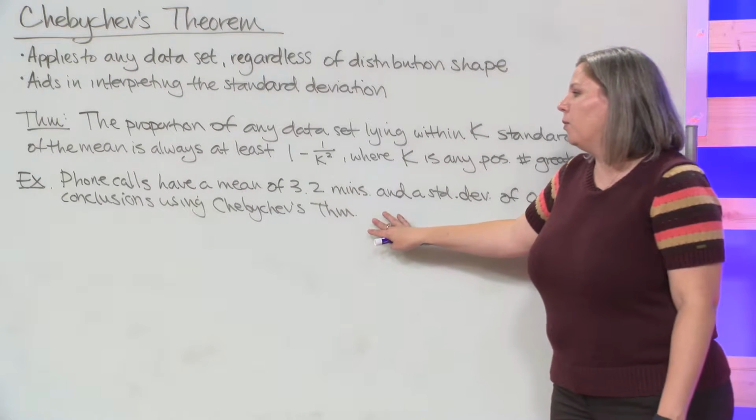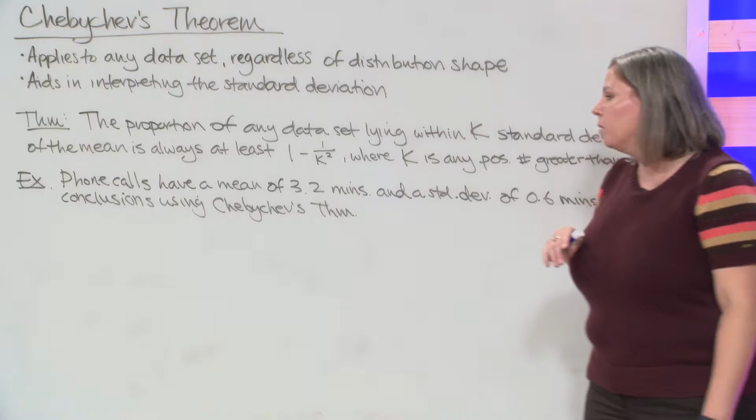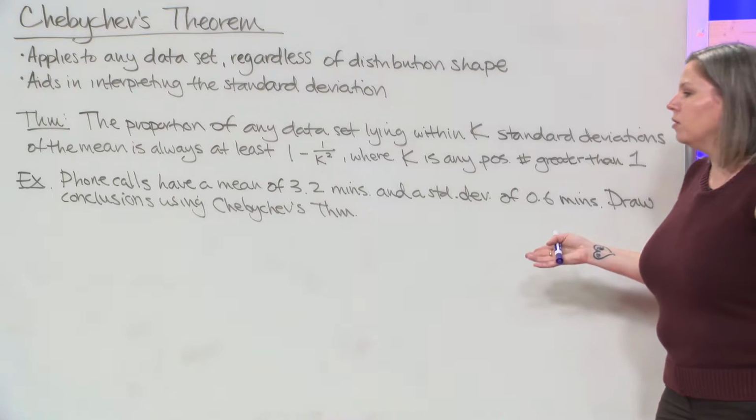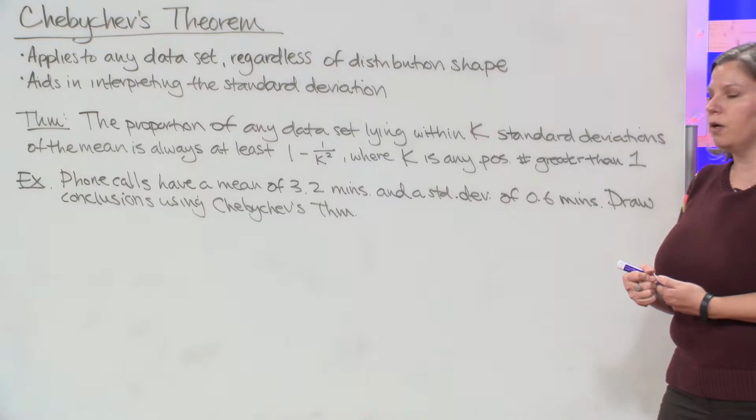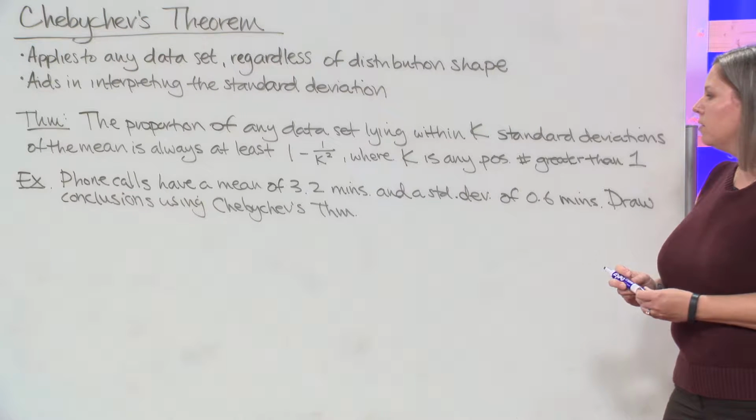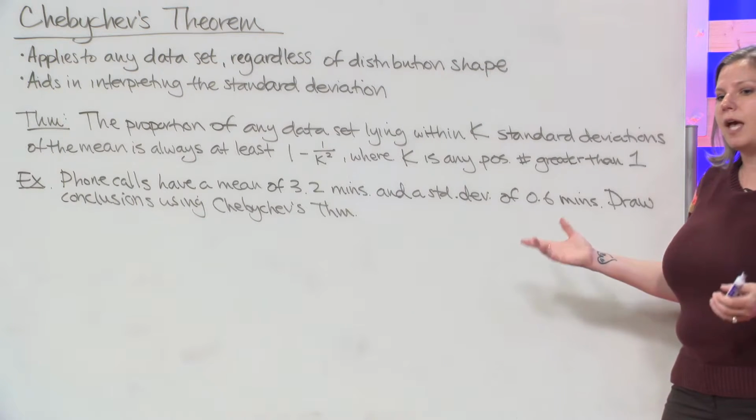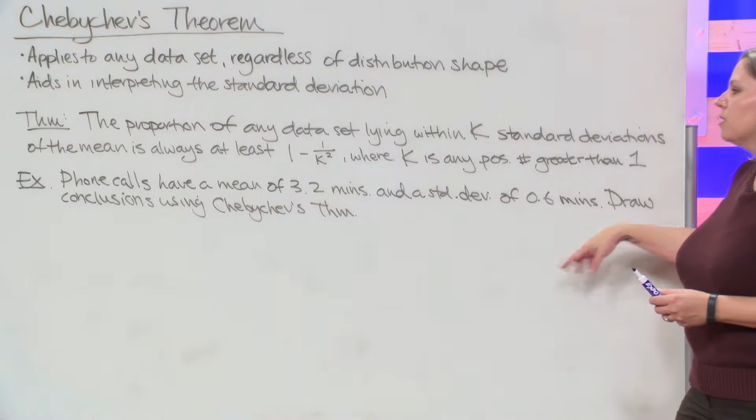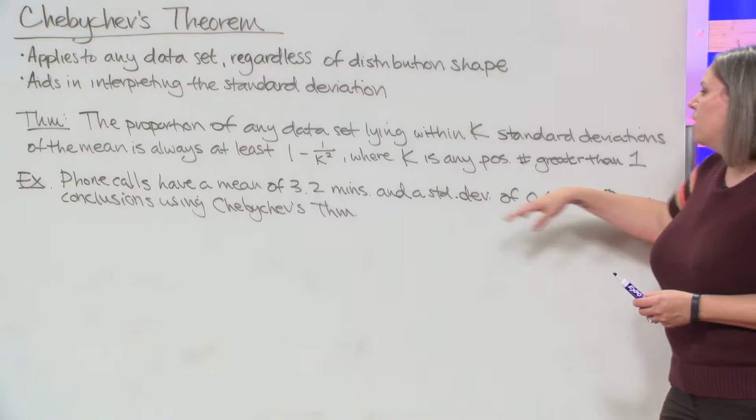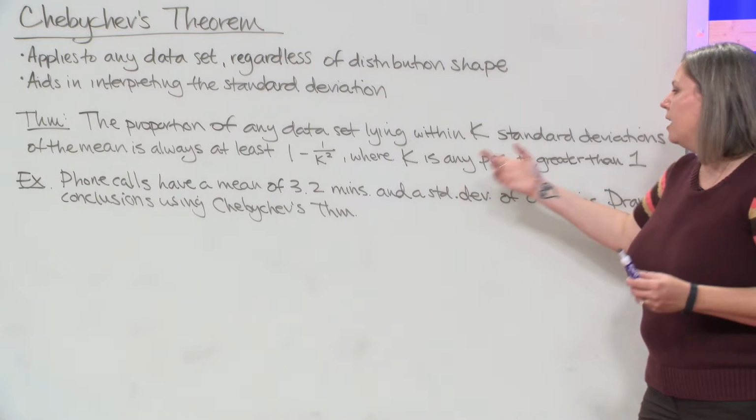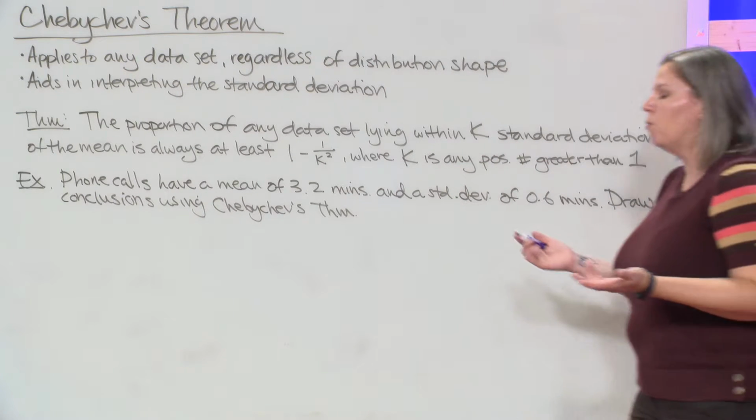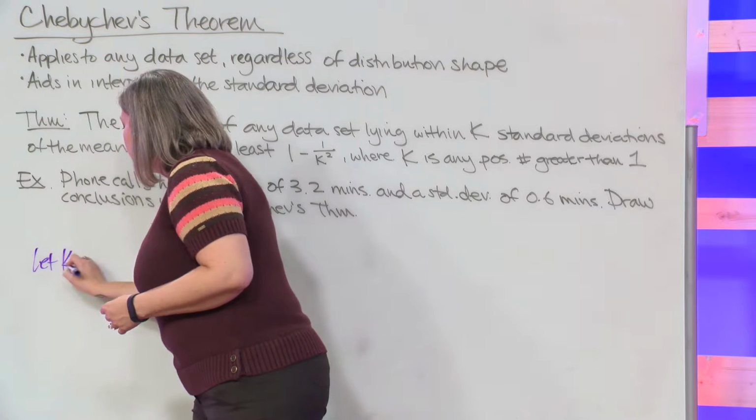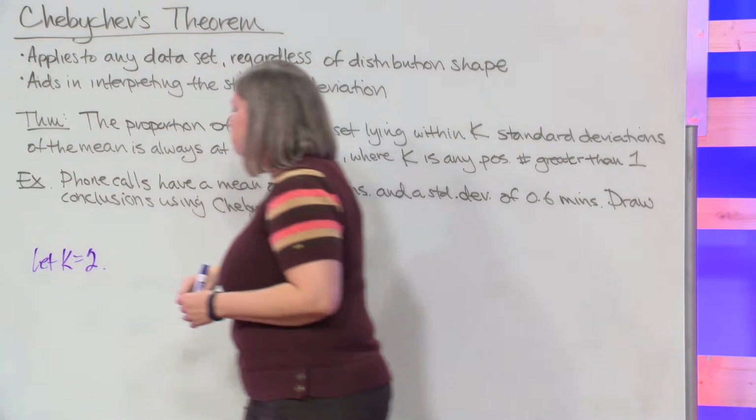So here's my example. It says phone calls have a mean of 3.2 minutes and a standard deviation of 0.6 minutes. Draw conclusions using Chebychev's theorem. So again, what I'm going to do is just start picking values of k, plug into the formula, and then interpret what that means in terms of this phone call problem. So notice if I go back up here, it says k is any positive number greater than 1. I'm going to start out with the obvious. Let's let k equal 2.